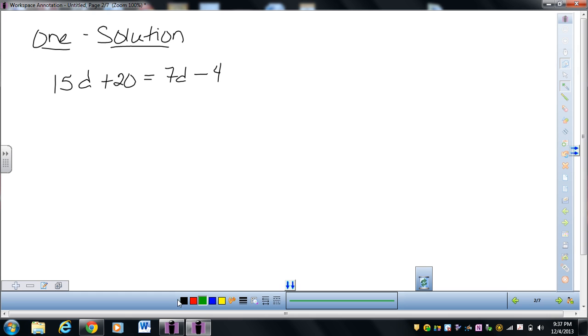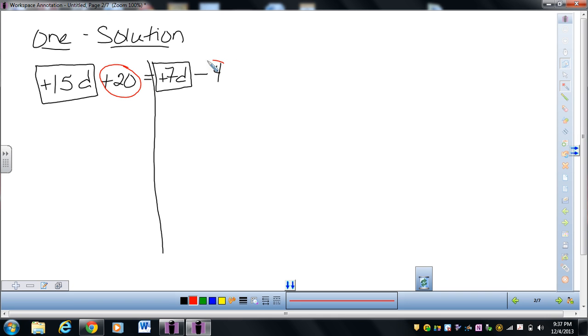So here's the first example, and this is the type that we've been working on for the last couple of weeks. So let's go ahead and draw our train tracks, and then we can box the variables. And of course, if you don't see a sign there, we know it's positive. And here we have another variable, and there's no sign there, so we know it's positive. And then we can circle our numbers that do not contain variables. And of course, we circle the sign with it.